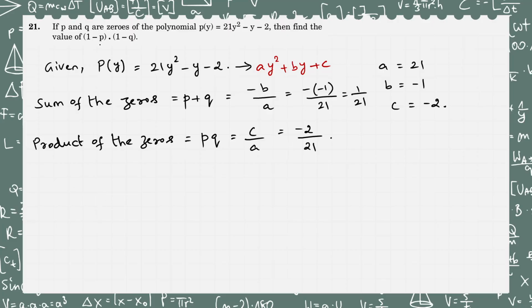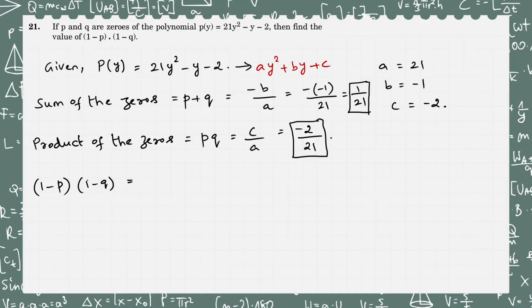So we need these two values. Now we need to find the value of 1 minus p into 1 minus q. That's the question. So let us take what is to be found: 1 minus p into 1 minus q. We are going to simplify this. Why we need to simplify this? Because we don't know the exact value of p and q, but we only know the sum of p and q and the product of p and q. So this way we can't find the answer, but we can do some simplification so that the already found things will help us to find the answer. Okay, so let us do that.